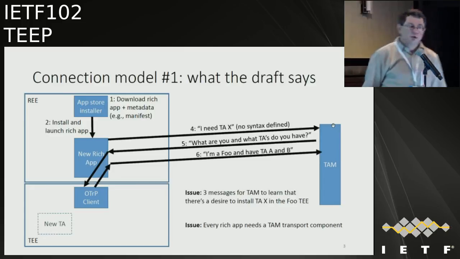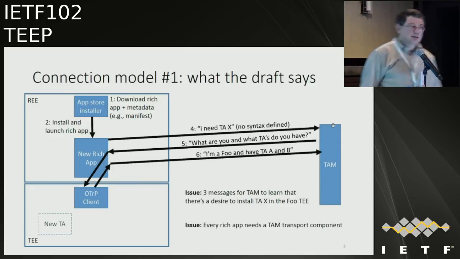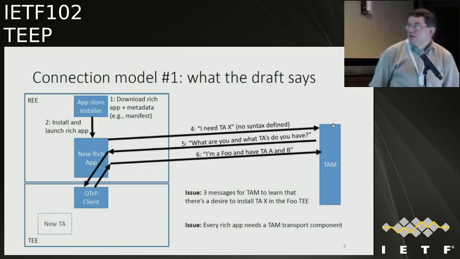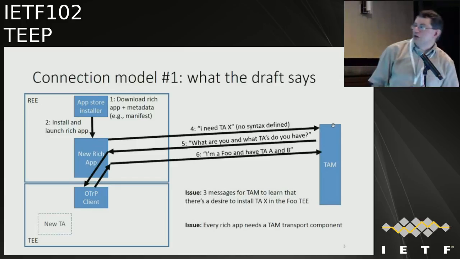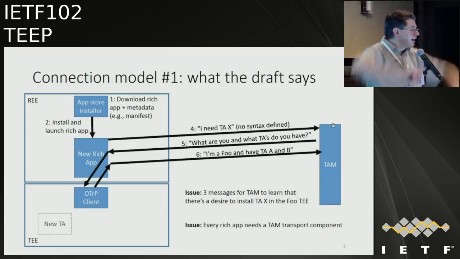Okay. This is what the draft says. Step one, this is an example flow. I found the example flow section to be extremely useful. I could use that to say, here's step one, step two, step three. This is what I'll implement. Okay. What it says is that something gets a hold of the TA or the reason. So step one is not a protocol thing. It happens out of band. You figure that out, right? You now know that you need to install this rich application, and it depends on the following TA, whether it's bundled or not. It gets the metadata.